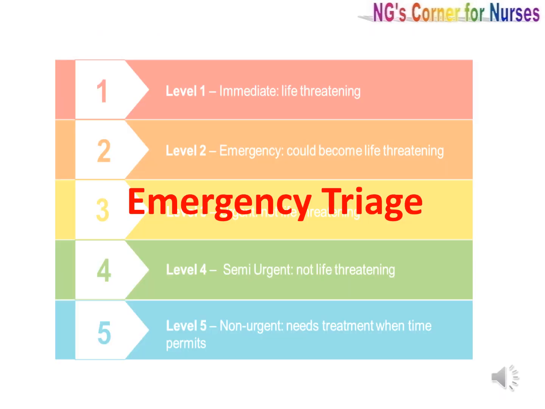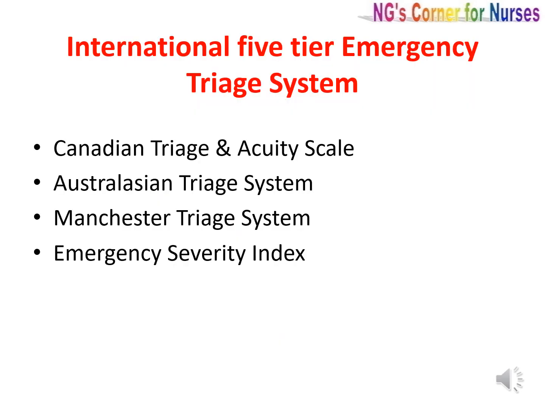Next, we will discuss the emergency triage. There are internationally accepted 5-tier emergency triage systems. Those triage systems are the Canadian Triage and Acuity Scale, Australasian Triage System, Manchester Triage System and Emergency Severity Index. Among these 4 scales, the Canadian Triage and Acuity Scale is the most common one, so we will discuss this in detail. And for the Australasian Triage System, Manchester Triage System and Emergency Severity Index, we will give an overview of these 3 scales.